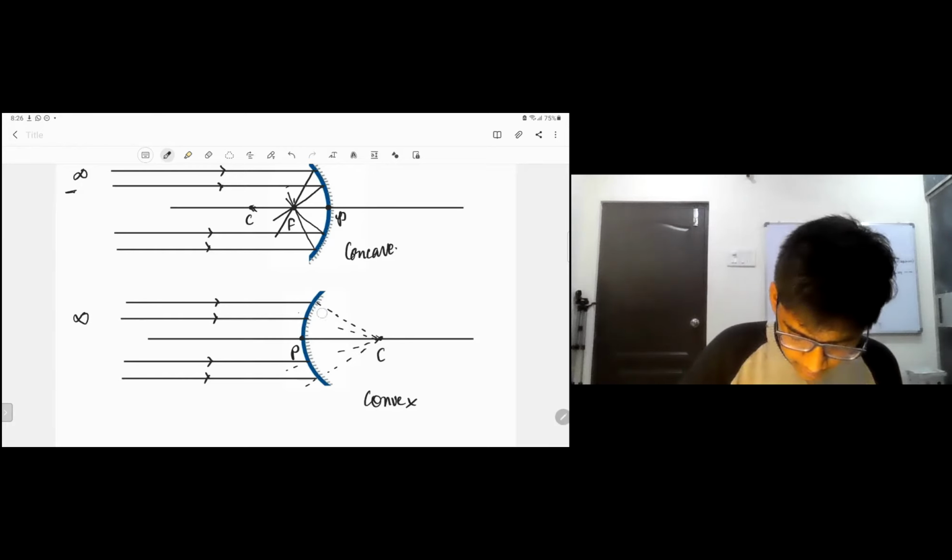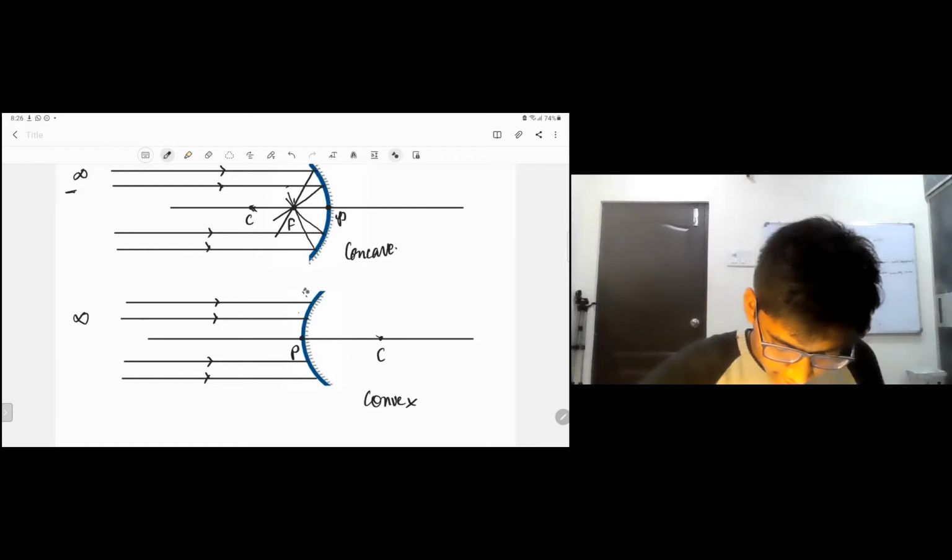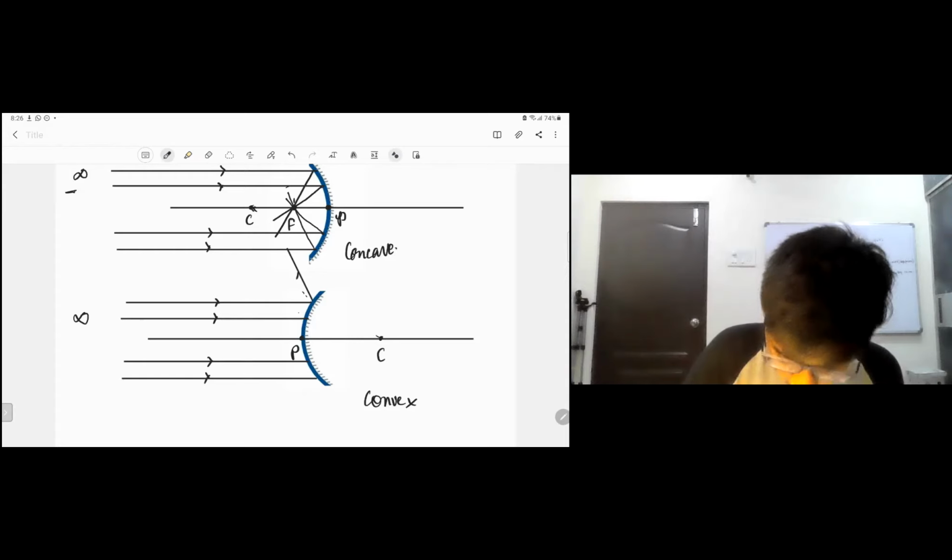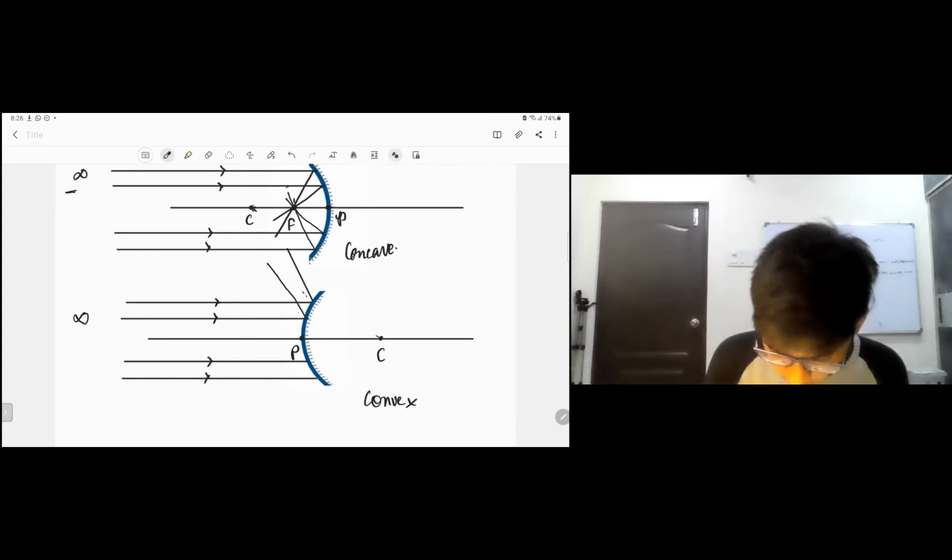So, can I erase the normals? I think you got the normal concept very clear. Now, the normal came like this. So, the refracting ray will be like this. It is going and meeting the next diagram. I hope you can understand the concept very well.